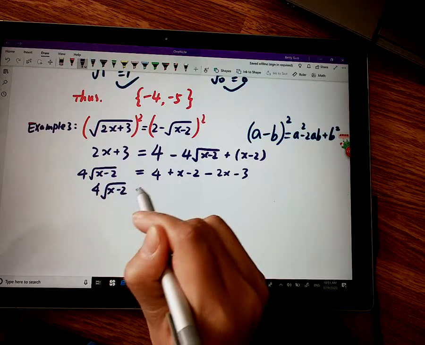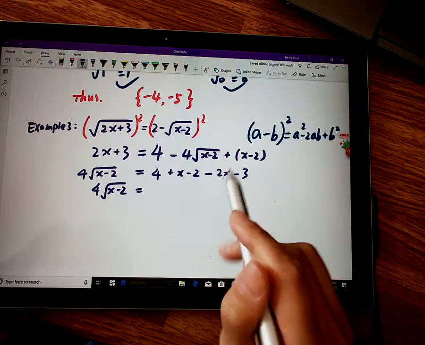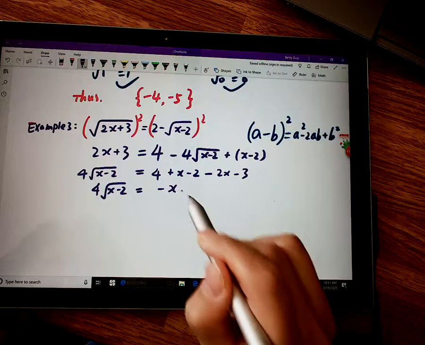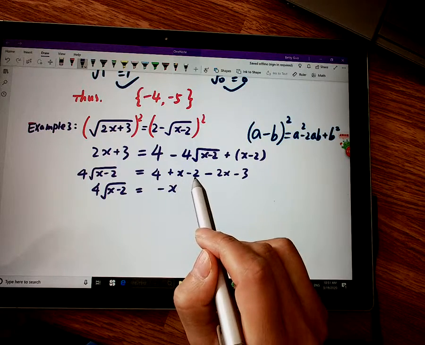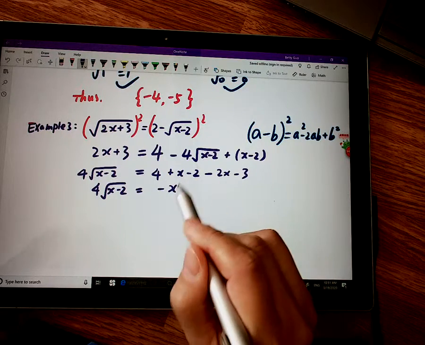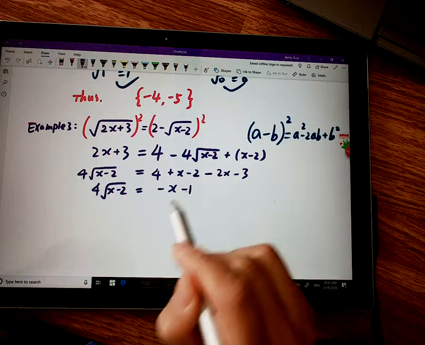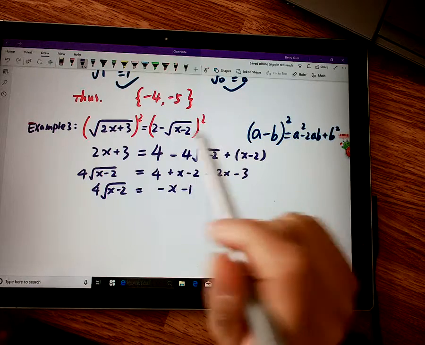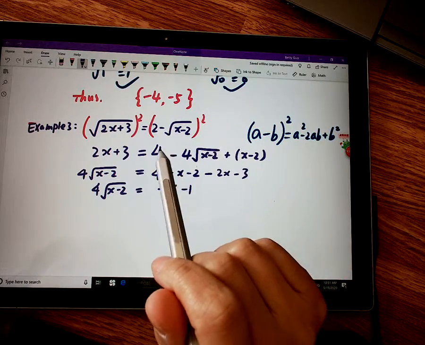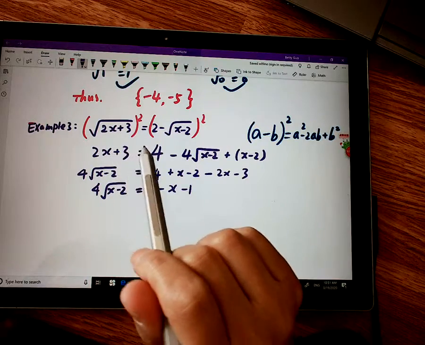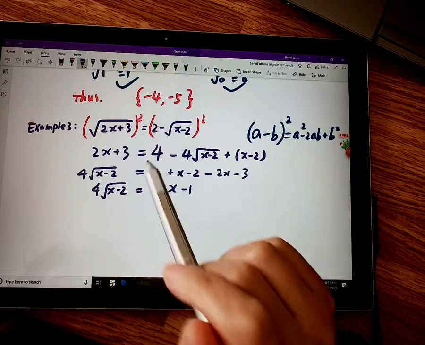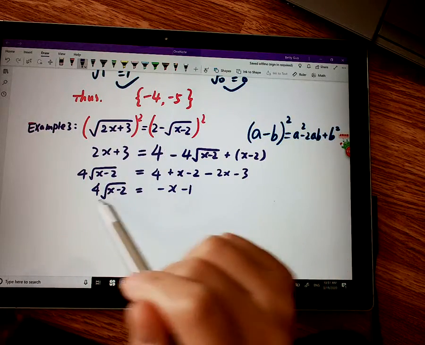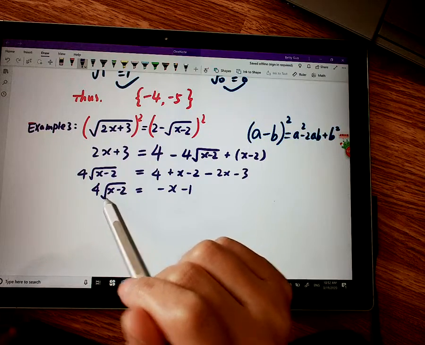Combine like terms. x minus 2x, negative x. 4 minus 2, 2. 2 minus 3, negative 1. So do you have negative x minus 1 on the right-hand side? So you see what happened now? We actually just eliminated one radical. We had a 2 originally. Now we only have a 1. And that one is isolated on the left.